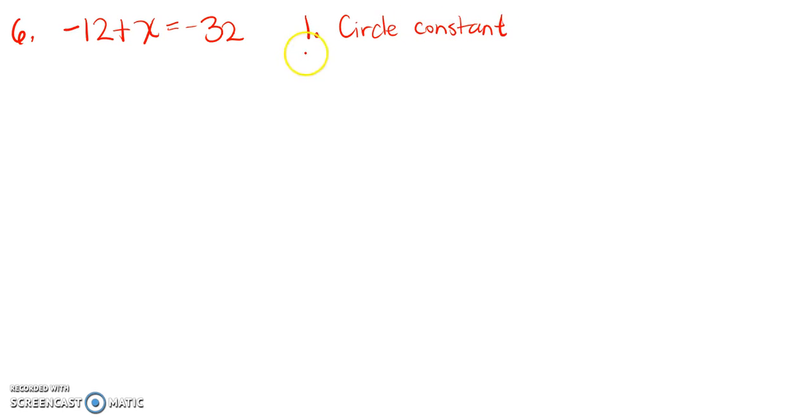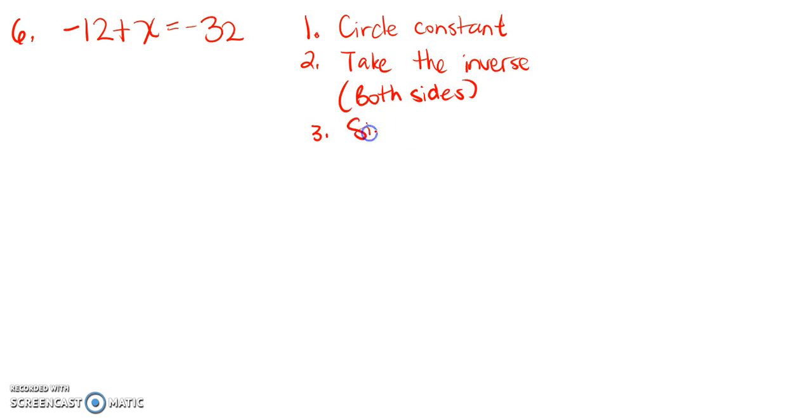So number 6, we have negative 12 plus x equals negative 32. Again, this one is multiple choice, so I'll just put my steps here again. Step 1, we're going to circle my constant. Step 2 is take the inverse, and I'm going to do it to both sides. Of course, what we do on one side, we have to do on the other. And the third step is to simplify.